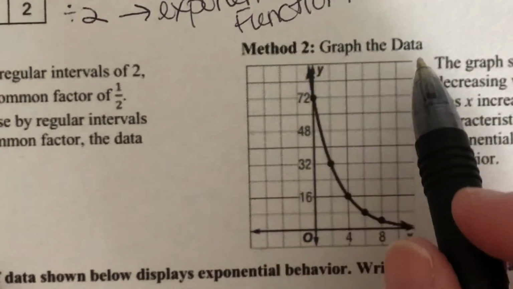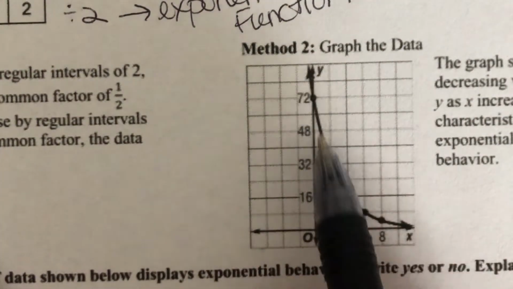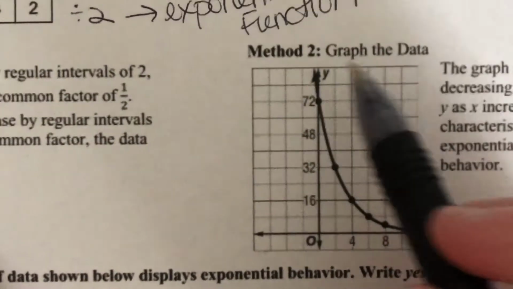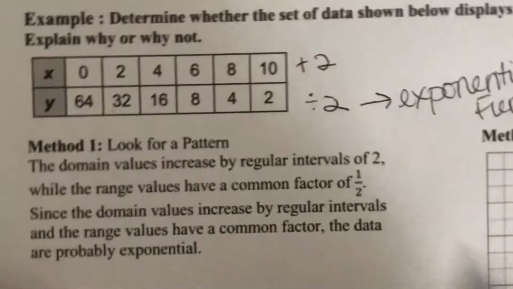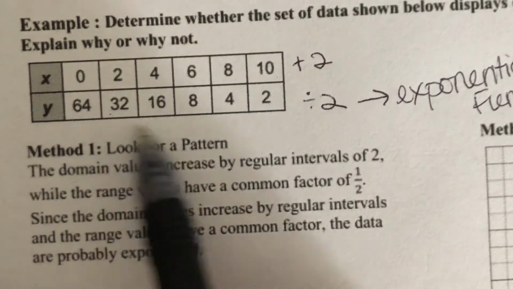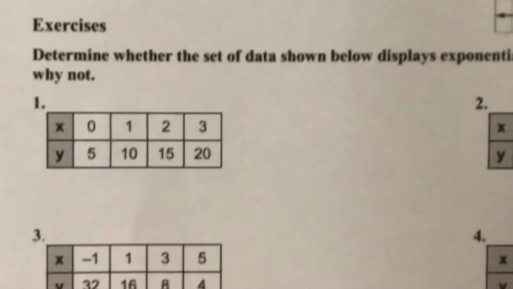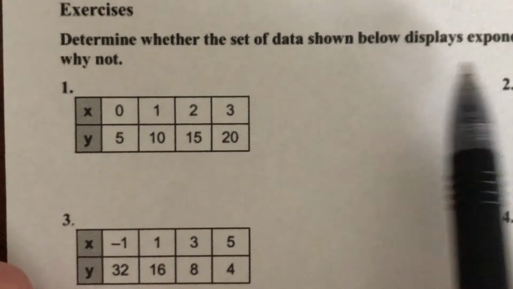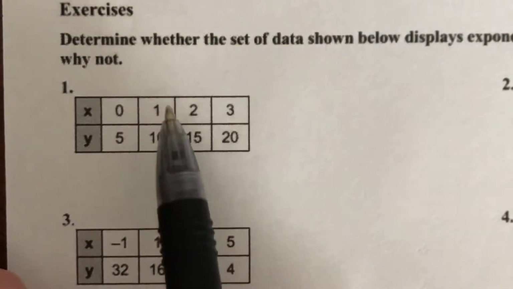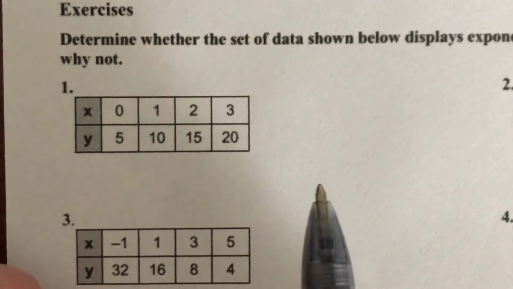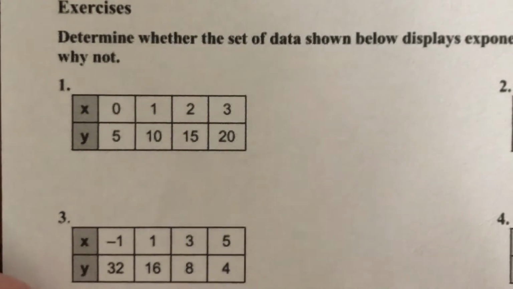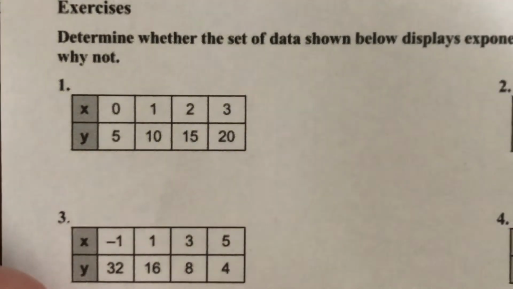Okay, so whether we're looking at the graph and we can see what it looks like, if it's a straight line, we know it's linear. If it's got this little tapered off curve, either going up or going down, then we know it's exponential. If we're looking at the data, we want to pay attention to the y values. So let's go down here and do some examples. All we have to do here is tell whether the set of data displays exponential behavior or not, right? You don't even have to say if it's linear or not. Just say yes or no, it's exponential.